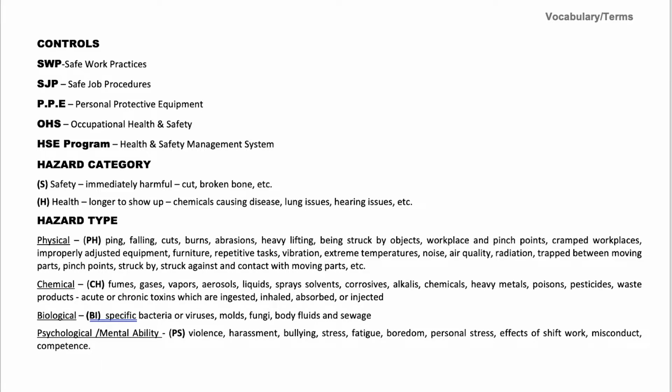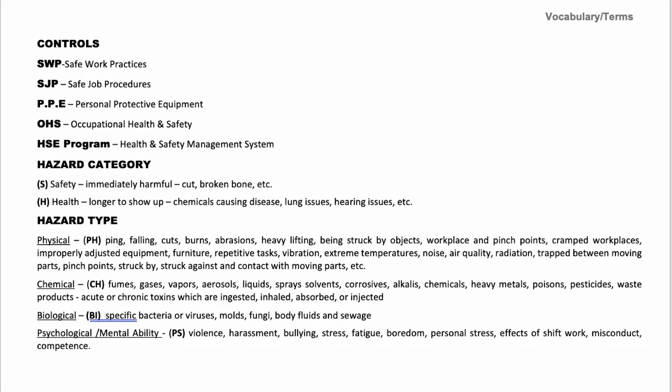Chemical, this will be identified as CH. This includes fumes, gases, vapors, aerosols, anything or any products that are acute or chronic toxins which are ingested, inhaled, absorbed, or injected. Then there is biological hazards. It will be symbolized by BI. These could be anything specific: bacteria, viruses, molds, fungus, body fluids, sewage, anything like that.